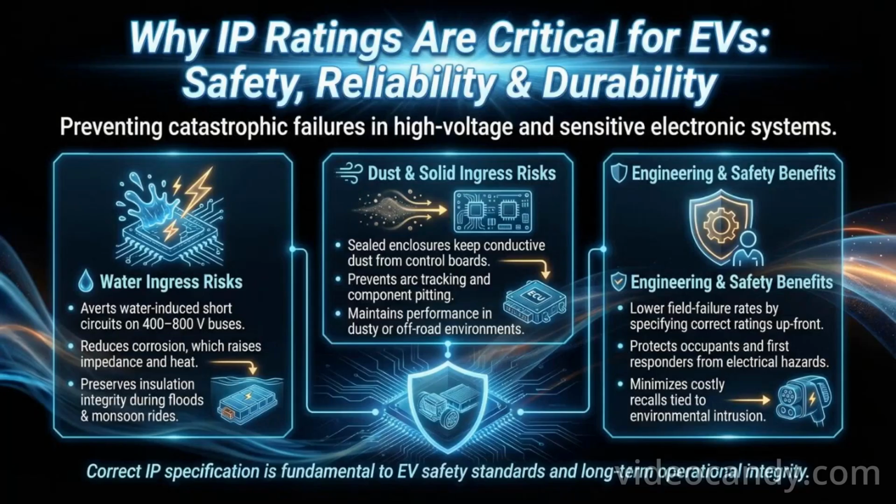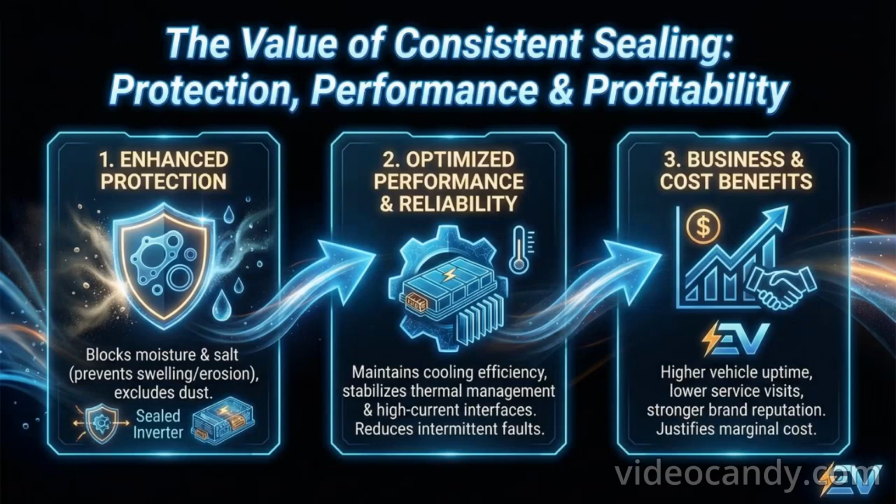Proper IP ratings prevent water from causing short circuits in high-voltage systems, reduce corrosion that can make the battery heat up, and keep insulation safe during floods or rainy rides. Sealed enclosures also stop dust from reaching control boards, which avoids damage to components. Choosing the right rating from the start helps engineers reduce failures, protect passengers and first responders, and avoid expensive recalls.